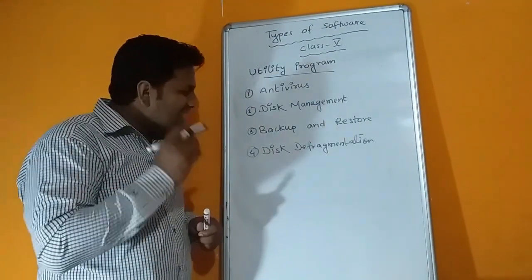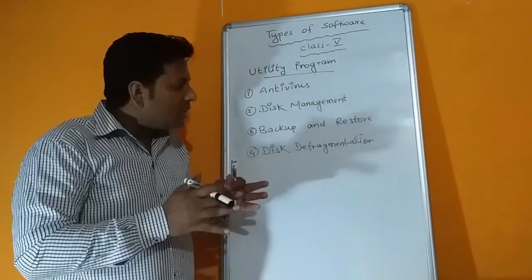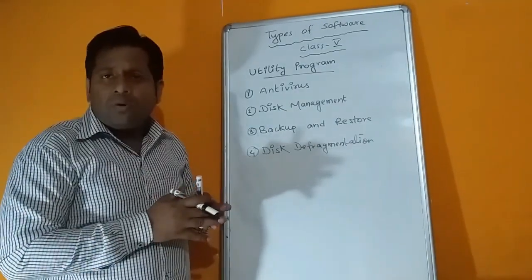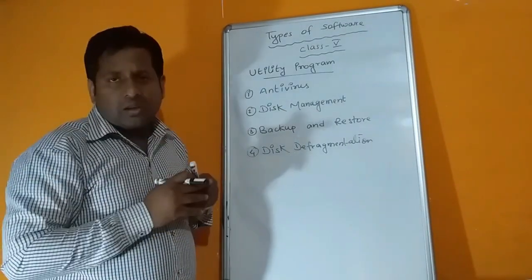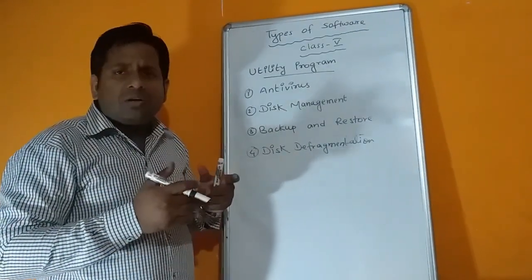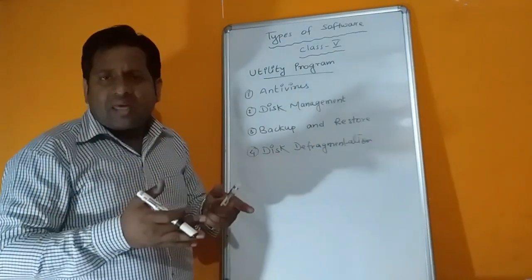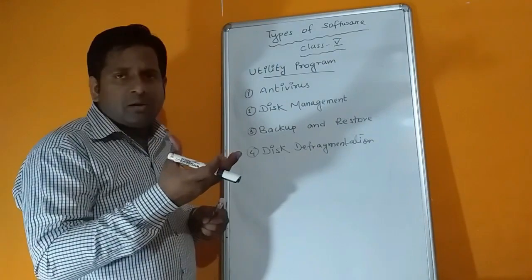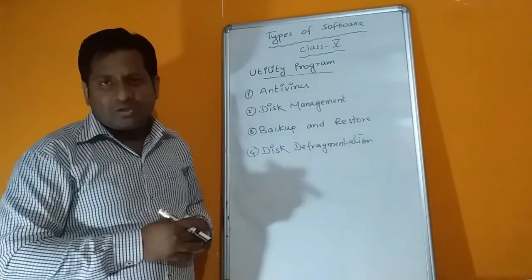Fourth part, you can see disk defragmentation. Disk defragmentation is a process of the computer system which frees up the storage area. Usually we create folders, we store so many images, pictures and all, and we delete that. After deleting that, that memory area should be free, and that work is done by disk defragmentation.